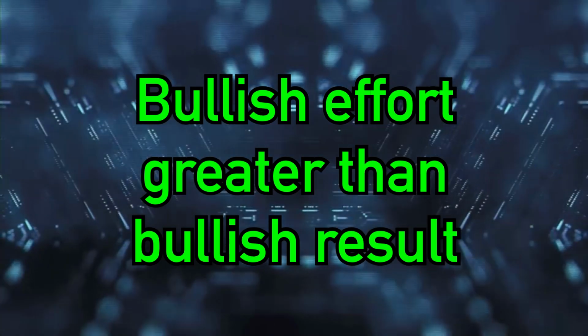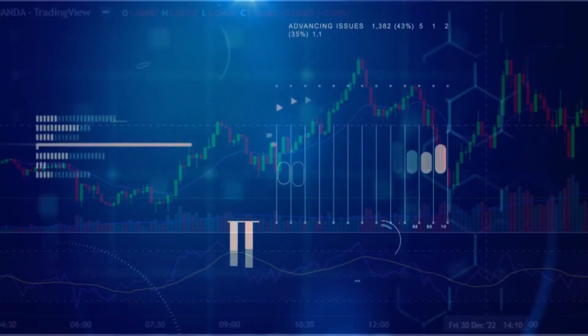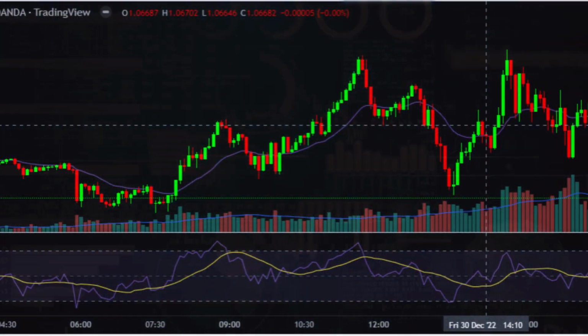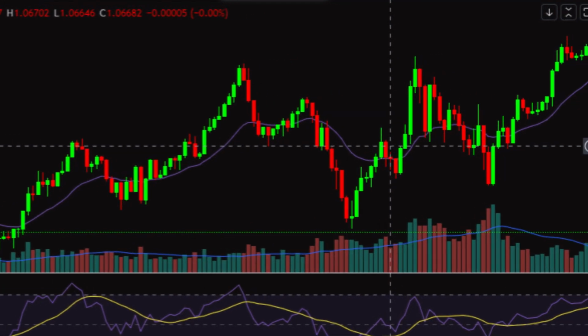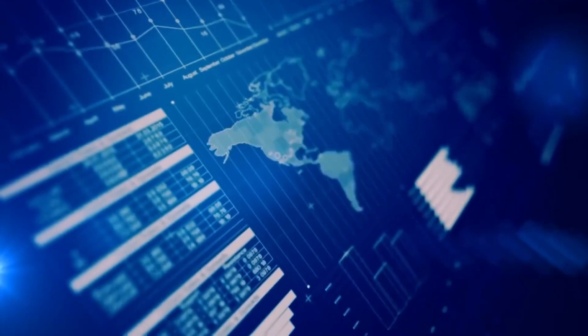Bullish effort greater than bullish result. The spread of a bullish candle is lower than the spread of the previous candle. However, its volume is higher than the previous candle's volume. Again, the divergence between price and volume signifies that the market will reverse soon.